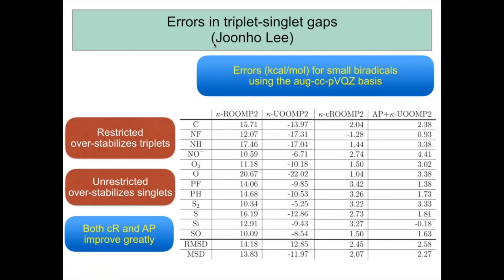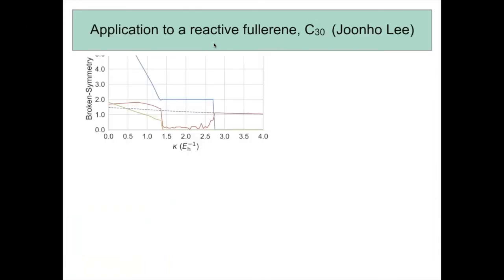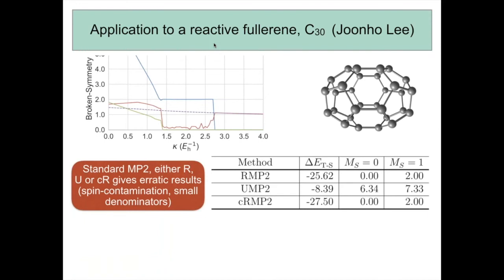You can see that improves the area of the raw kappa MP2 method by roughly a factor of 5 or 6. So that shows that a class of strongly correlated molecules can be treated nicely in this framework. And C30 I already mentioned.